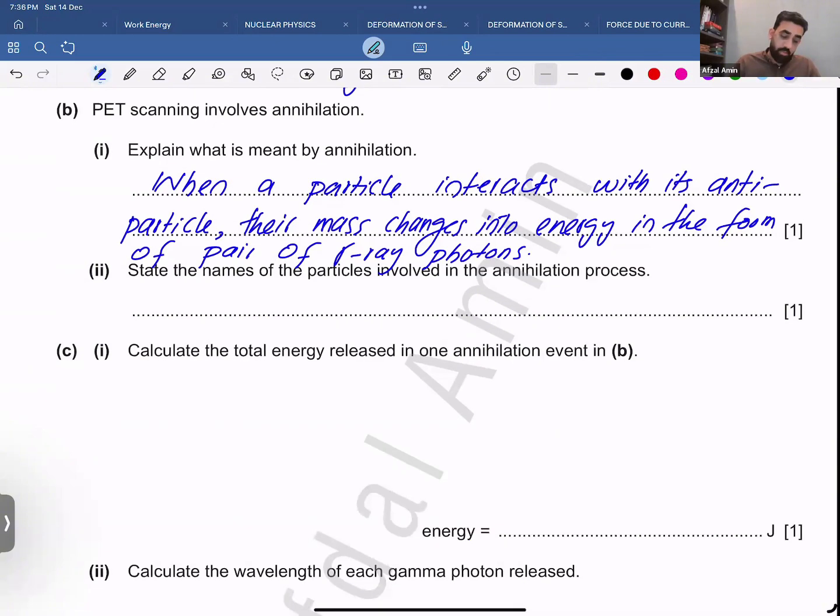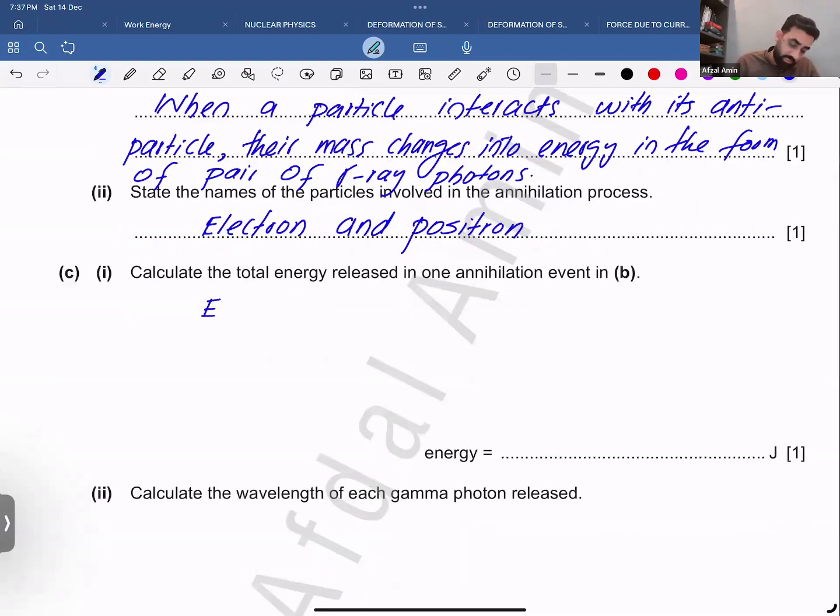State the name or names of the particles involved in the annihilation process: electron and positron. Electron and positron, they change. Calculate the total energy released in one annihilation process. So total means the two masses, mass of electron and mass of positron, which are same. Einstein's equation says E equals mc squared. So you will say 2 me c squared. Me is mass of electron, c is the speed of light in free space, 2 because 2 of the particles.